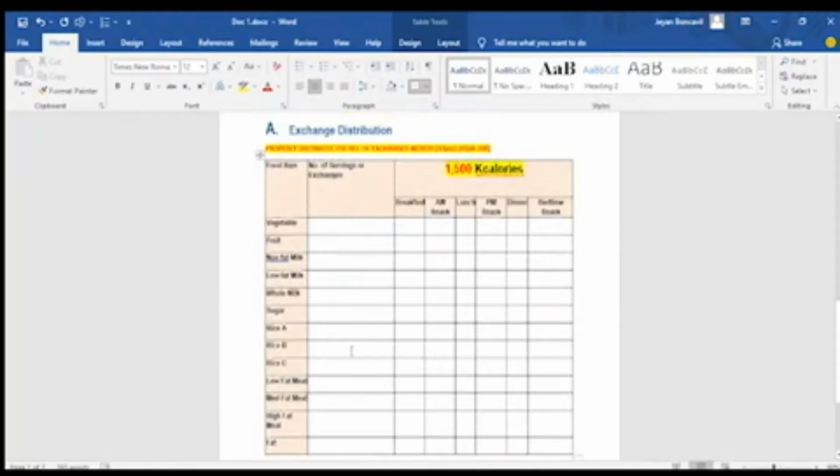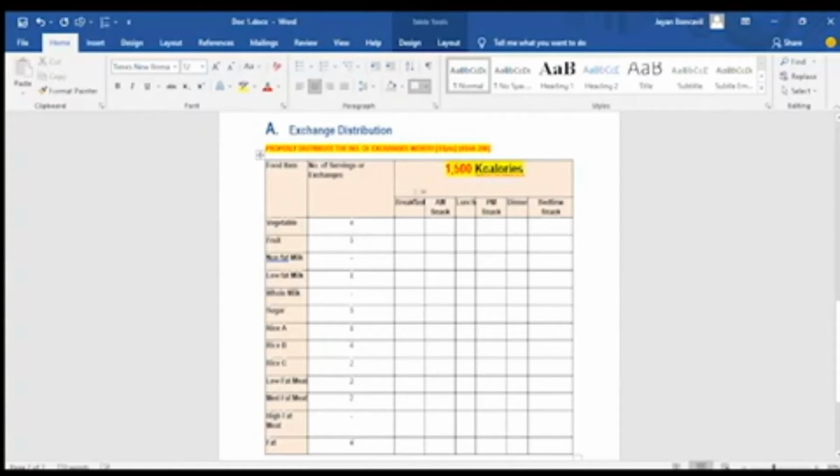So for vegetables, we have 4 exchanges, fruit 3, non-fat milk 0, low-fat milk 1, then whole milk 0, sugar 3, rice A 1, rice B 4, rice C 2, low-fat meat 2 exchanges, medium-fat meat 2, high-fat meat 0, then lastly for fat 4 exchanges.